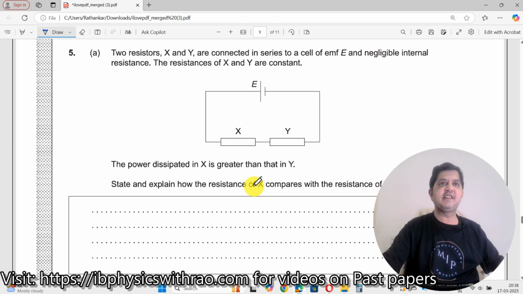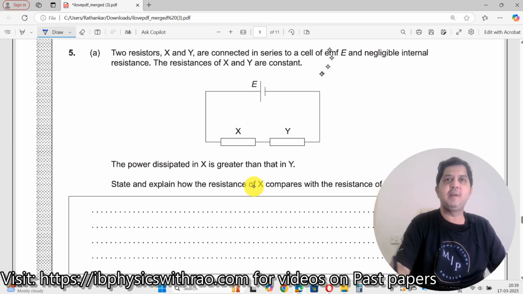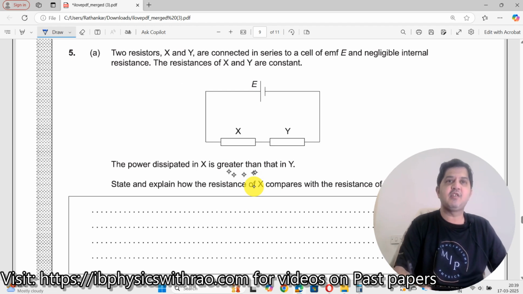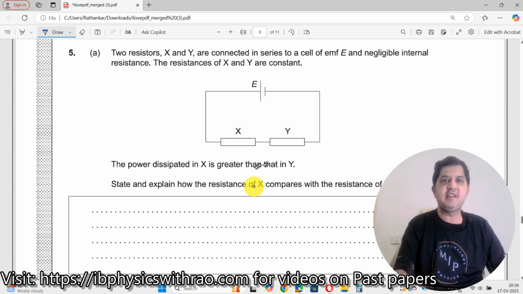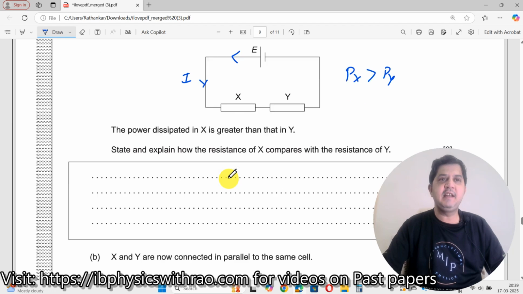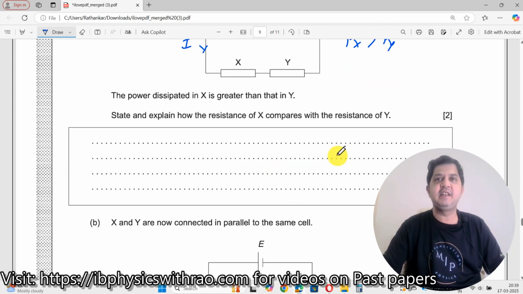Two resistors X and Y are connected in series to a cell of EMF E and negligible internal resistance. The resistances of X and Y are constant, so they are not varying. The power dissipated in X is greater than that in Y. Whenever statements like this are given, you better write down this value. So you can say Px is greater than Py. Now you see the same current I will flow through both X and Y. Then state and explain how the resistance of X compares with the resistance of Y.